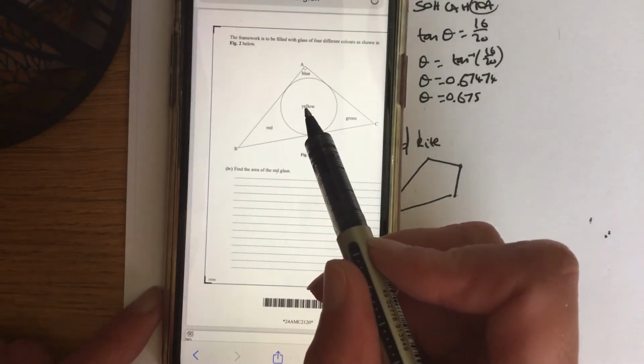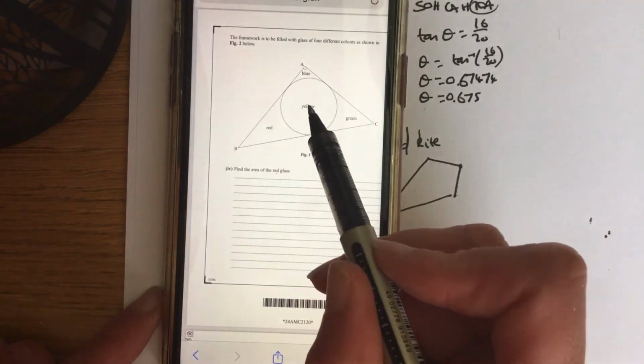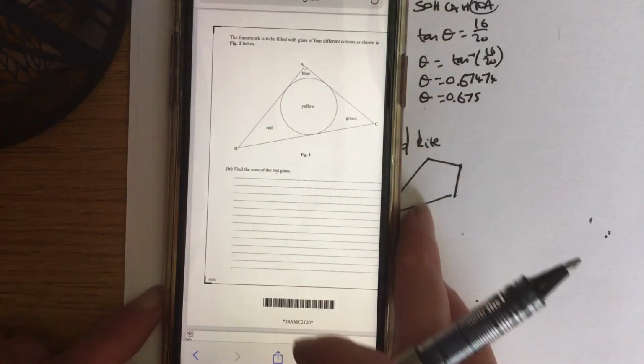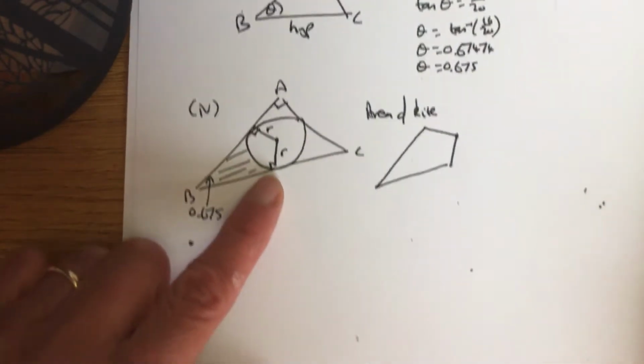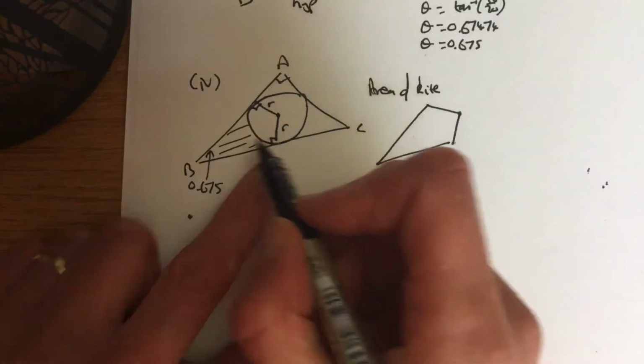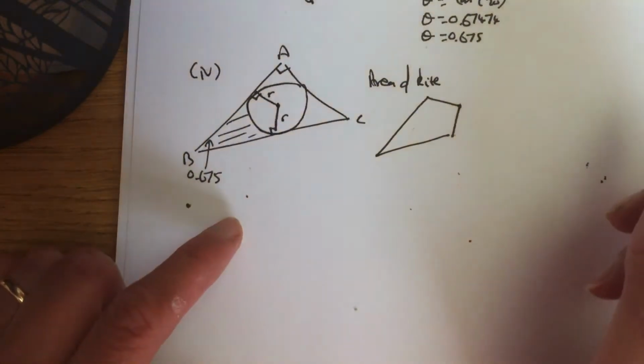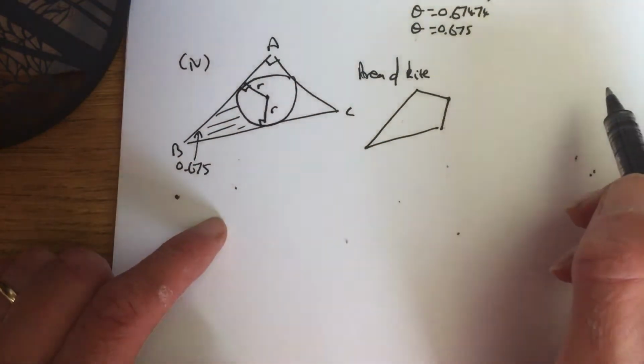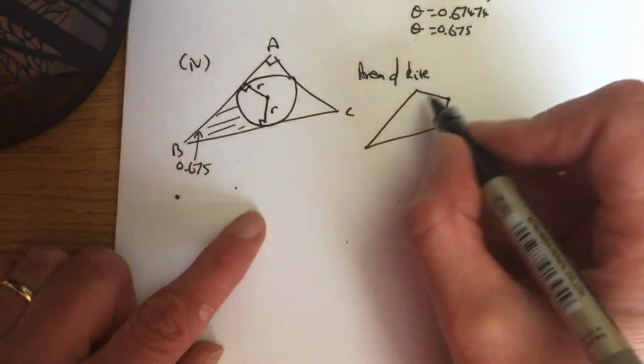Now, if you can imagine a point here in the middle, and that's a radius, another radius, that kite shape. So I'm going to be focusing in on here. Now, I'm trying to get this as the area of the red. So you can see the area of the red is going to be the area of the whole kite.